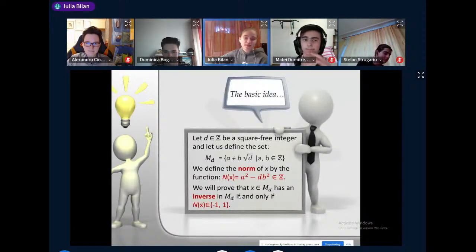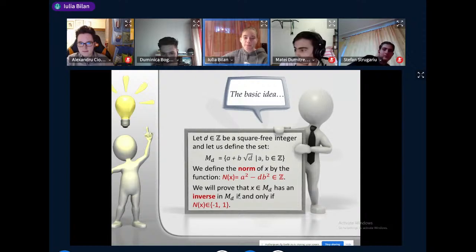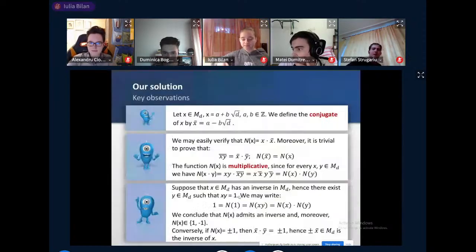The basic idea of this problem is that d is an integer which is square free, and we define the set M of d equals a plus b square root of d, where a and b are integers. We define the norm of x by the function N of x equals a squared minus d b squared, which is an integer. And we will prove that x has an inverse if and only if N of x is either minus 1 or 1.